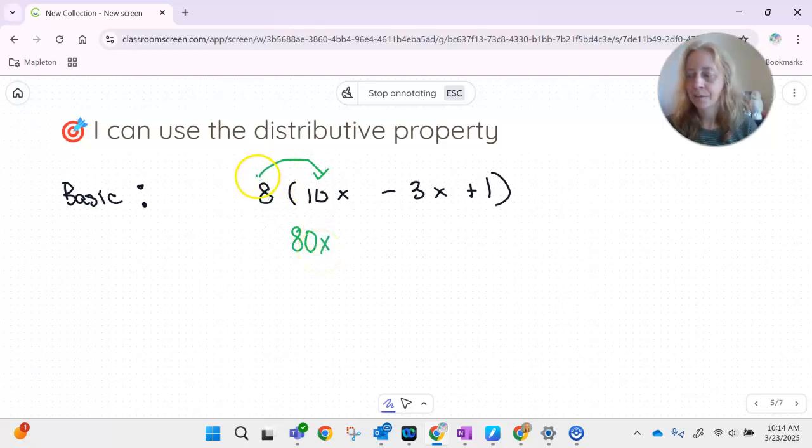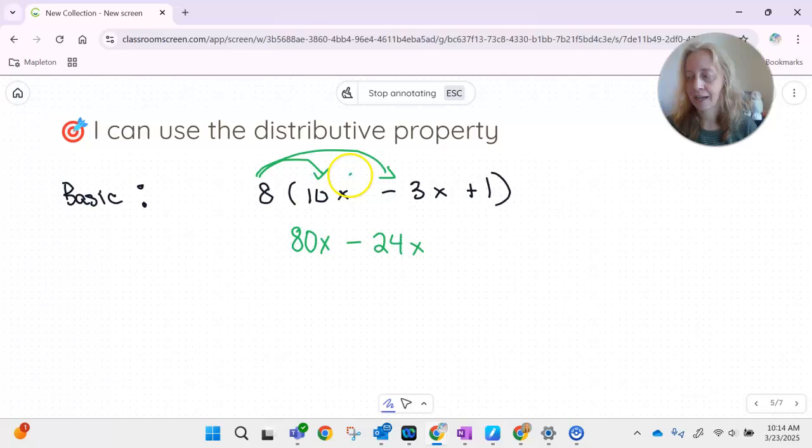Our 8 is going to get multiplied by our second term. Don't forget to include the sign. So this is a positive 8 times the coefficient negative 3. 8 times negative 3 is negative 24. And then our x is hanging out.